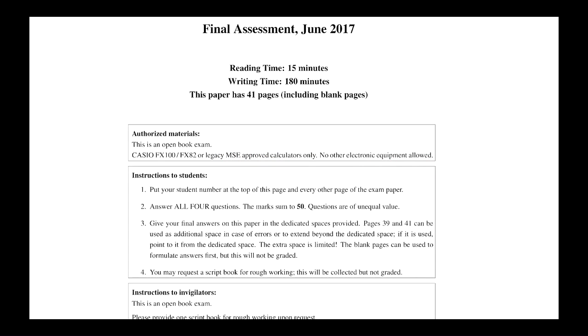Like the 2017 exam, there will be 4 questions, for a total of 50 marks. Questions are of unequal value, so it's not like there's 12.5 marks per question. That's not the way the marks are distributed. There are more marks associated with questions 3 and 4.